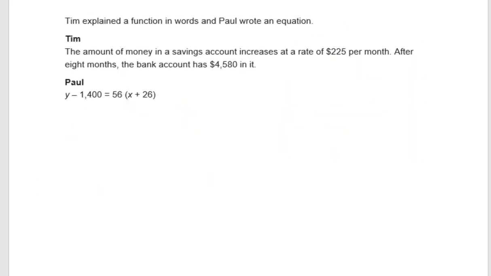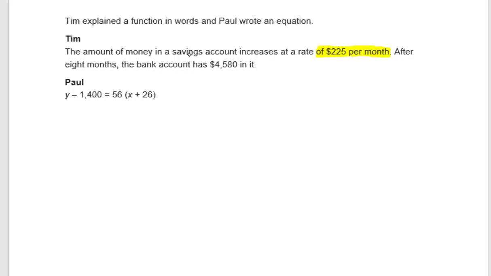Just a hint on how you would compare these two functions. First, you want to identify what $225 per month represents for TEM. Per being a keyword that leads you to 225 times the number of months. So 225 is the slope.